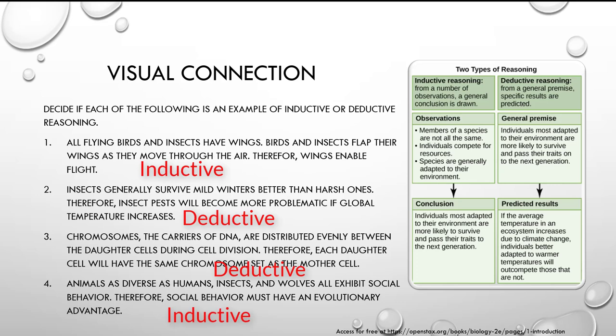So we're making an observation. Animals as diverse as humans, insects, and wolves all exhibit social behavior. So that is an observation. These types of animals all exhibit social behavior. Then we come up with a conclusion that social behavior must have an evolutionary advantage. All right.